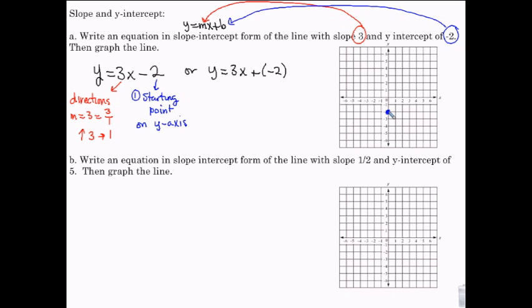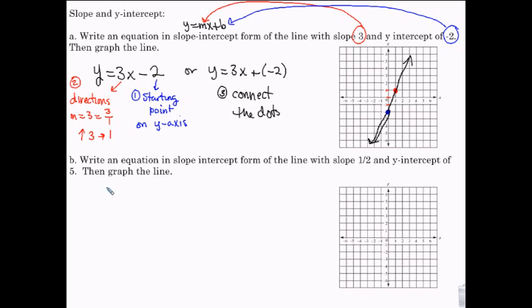So from this point right here, I'm going to go up 3. So 1, 2, 3, and then over 1. So that's the second step. And then the third step is to connect the dots. And I know you guys all know how to do that because everybody in here has played connect the dots at one point or another, right? And your lines will be nicer because you can see what you're doing. Okay? Next one.